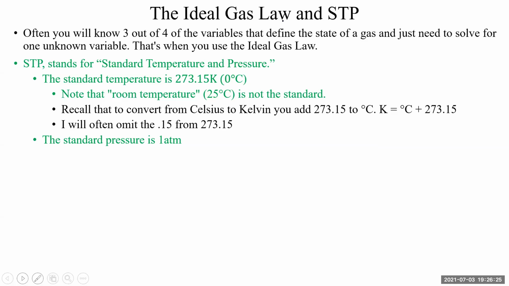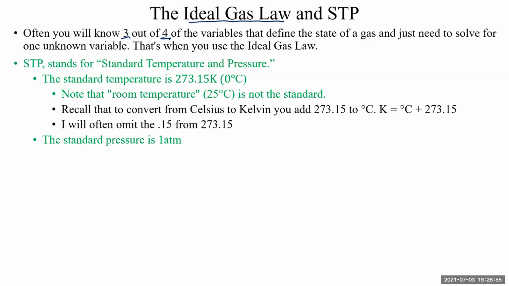Now, talking about the ideal gas law, often you're going to know 3 out of 4 of the variables: pressure, volume, temperature, and moles. 3 of those you're going to know. And so when you want to use the ideal gas law, you're going to use it in scenarios where you just want to know that 4th variable, but you already have 3 of the variables down. You lock them down, you know what they are. So for the variables that define the state of a gas, you just need to solve for that one last one. That's when you use the ideal gas law.